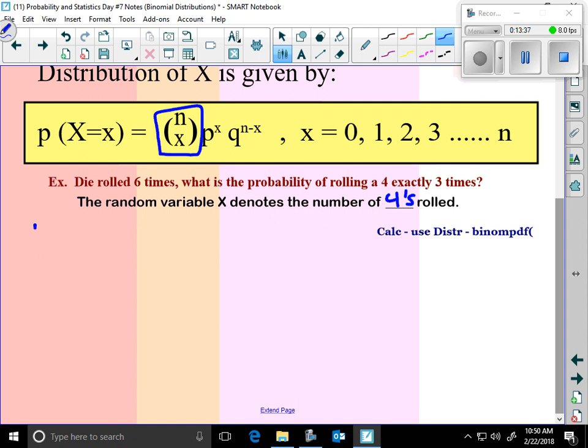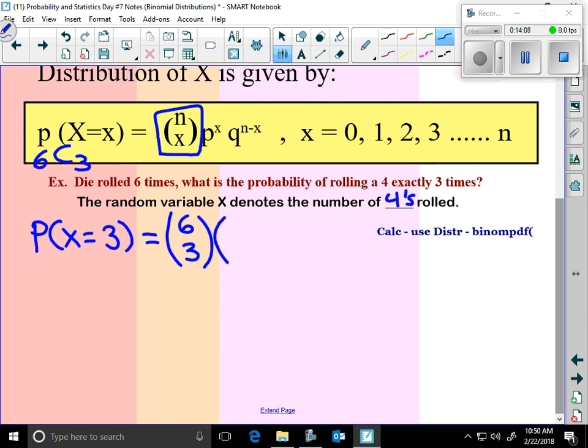So here, if I want to know the probability that x equals 3, I'm going to say x equals 3. I don't want x equals 4 because it's not the number of times I want that thing to come up. The number of times I want the 4 to come up is 3 times. So I would take 6 choose 3. If you like this notation better, you can use that. No problem with that. Times the probability of success.